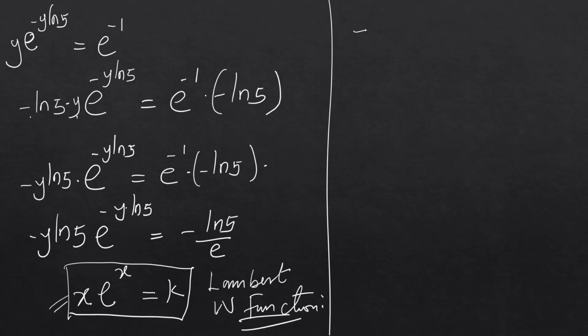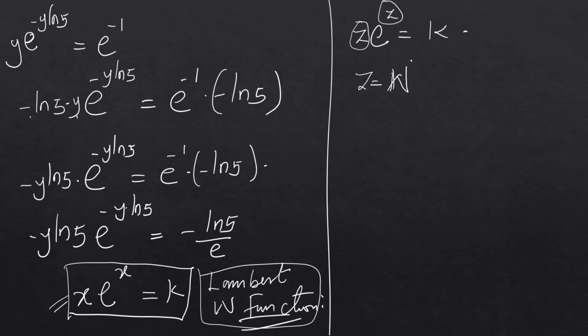It is also the same thing as saying z e raised to the power z is equal to k. It is also the Lambert W function. The Lambert W function is looking at the coefficient and the power: the same letter is the coefficient and the power. Whenever you have this z as the coefficient and this z as the power, the law of the Lambert W function says that z is equal to the W function of k.